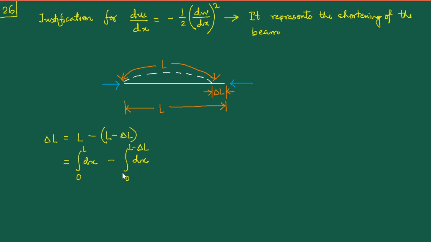Okay, so it's the same x here, but when I'm carrying out this integration, I'm going from here to this entire distance in the undeformed or unbent configuration of the beam. But when I'm considering this integration, I am going from this endpoint to this endpoint. Okay, so I am considering this bent configuration, but I am moving along x.